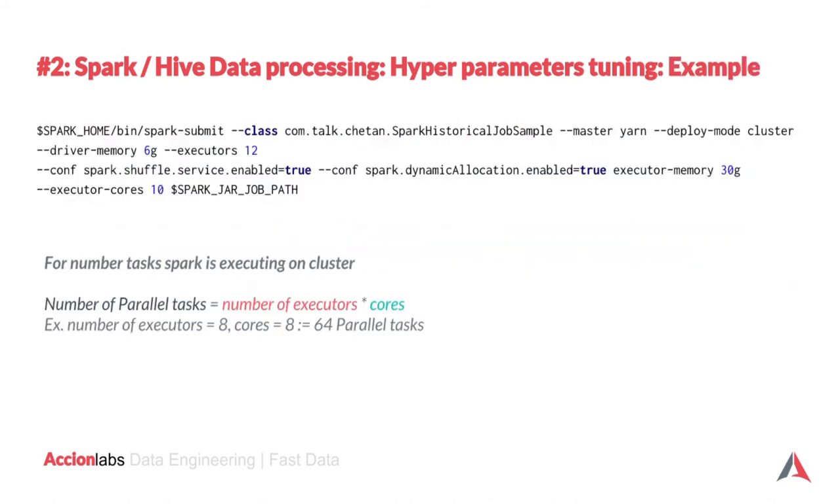This is one of the examples you can see here. You provide the master as YARN, deploy mode as cluster, driver memory is 6 gig, executors 12. And you can use spark.shuffle.service.enabled true, and you provide spark.dynamicAllocation.enabled true. This will help you allocate resources dynamically on the cluster. Executor memory you have 30 gig, and executor cores is 10, for example. So the number of tasks that run in parallel is equal to the number of executors times cores.